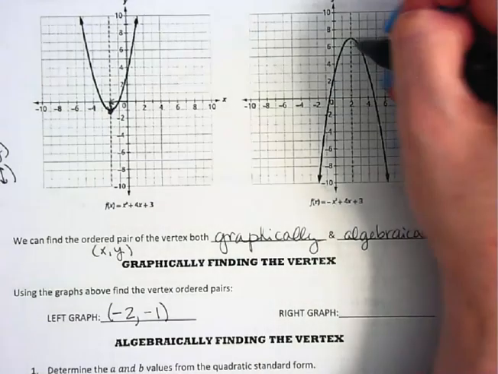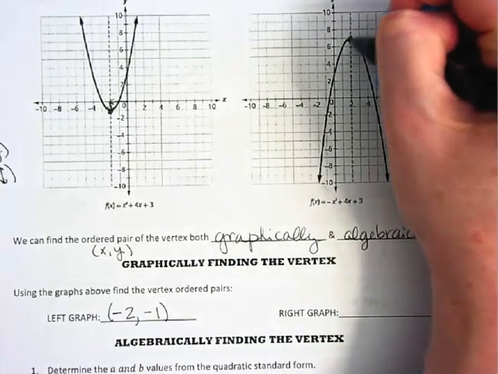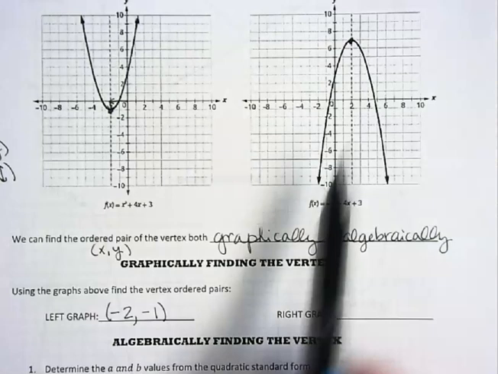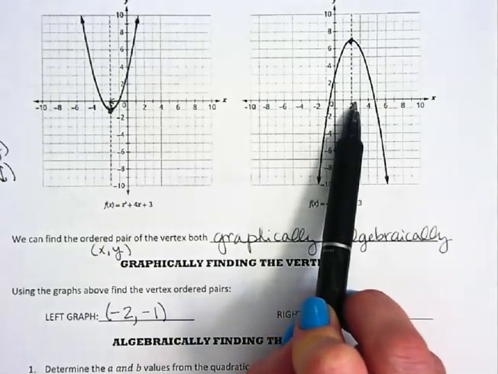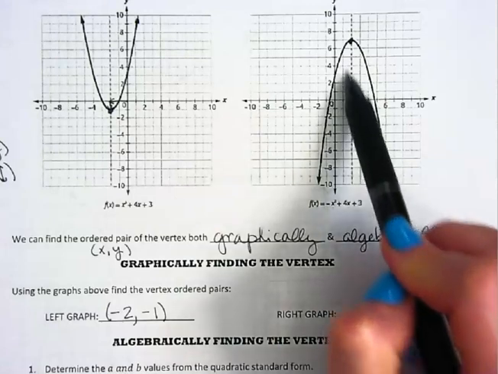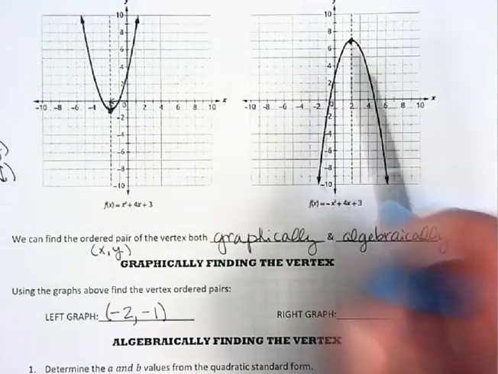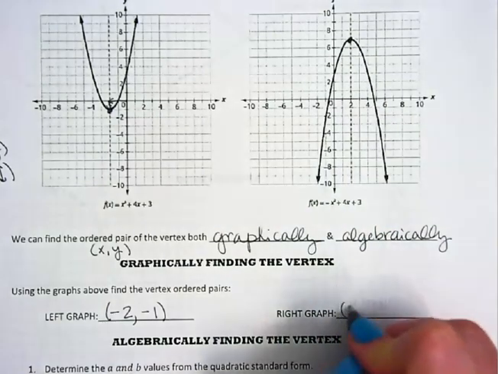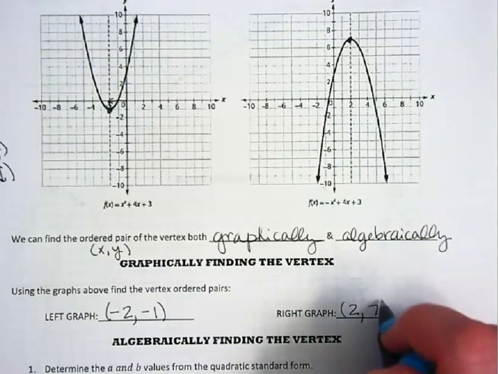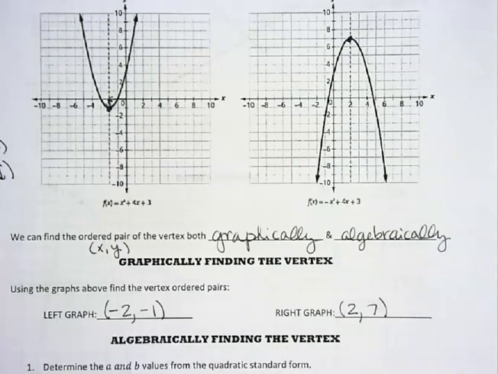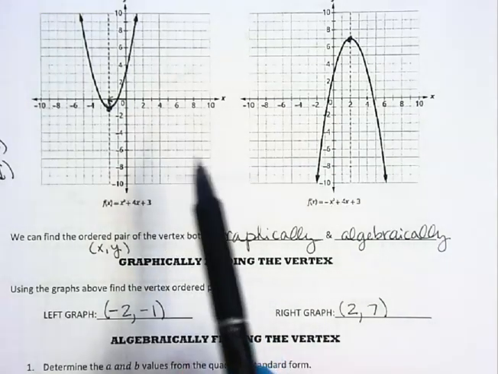And then over here, we're trying to find the xy for that vertex right there. So from the origin, the 0, 0, we have to go right 2 and then up 7. So right 2 is the positive direction, and up 7 is also a positive number. So that's how to find the vertex graphically, just using the pictures.